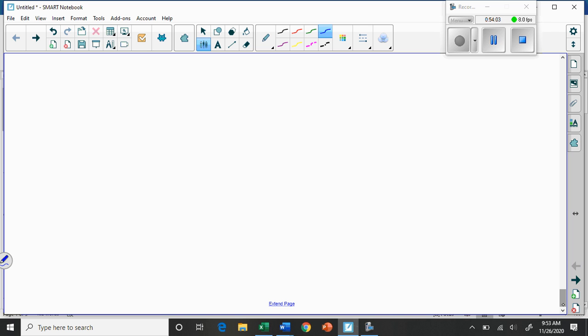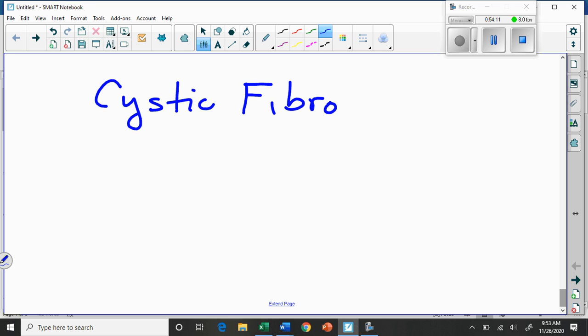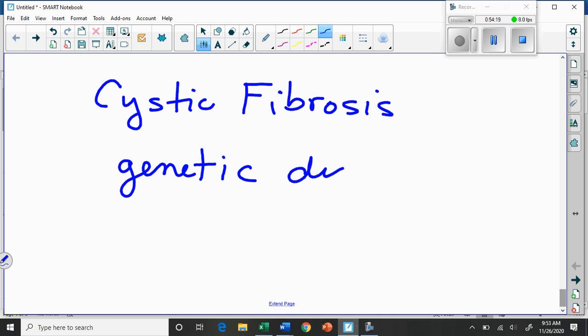Let's see. Oh, cystic fibrosis is another situation that you sometimes hear of. It's not as common, thankfully. But some people do suffer from this. It's a genetic disease. You don't catch this from germs. You're just basically unlucky enough to get a set of genes that doesn't do what it's supposed to do.